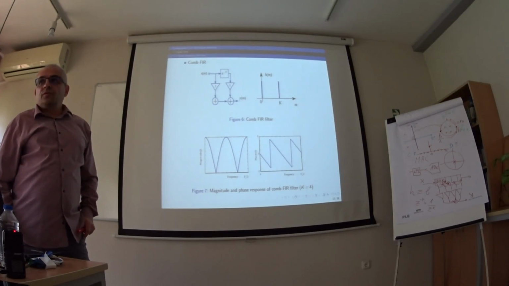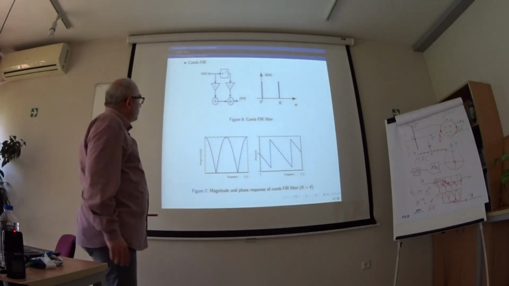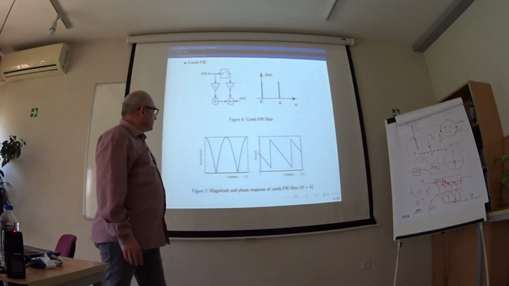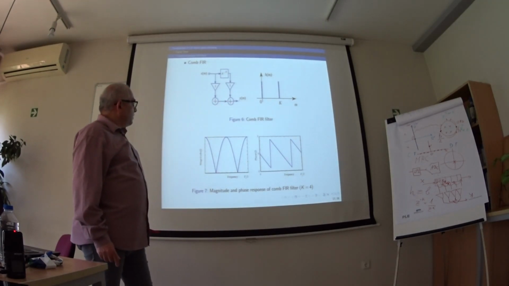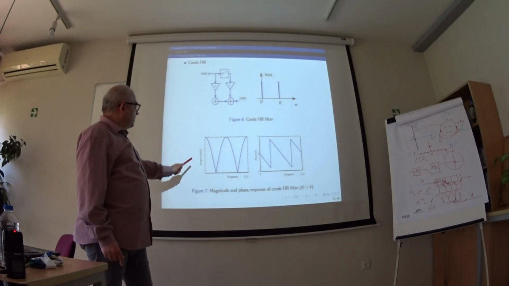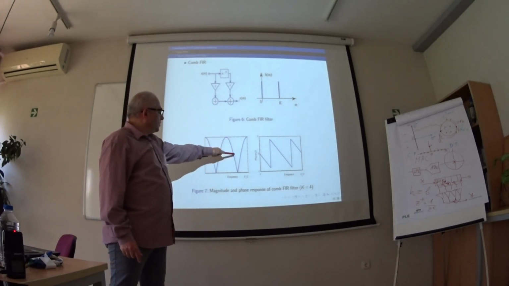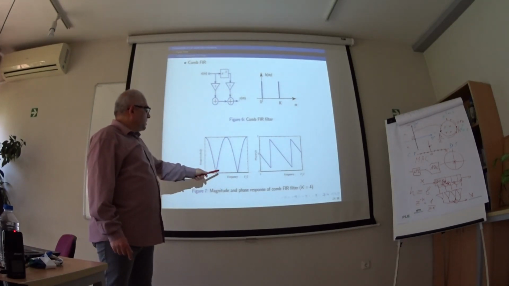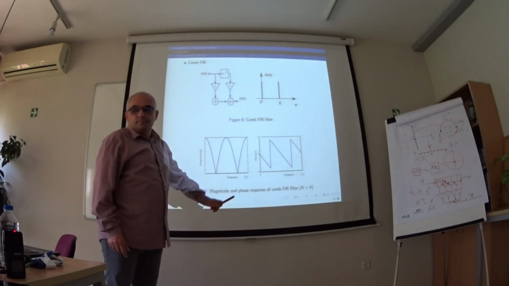Another filter, an FIR comb filter, for example with two taps. Such a filter has a magnitude response shown here. It attenuates two frequencies. The first one is here, the second one is here.